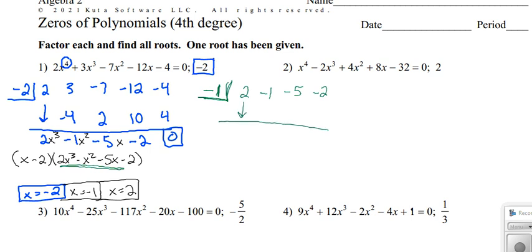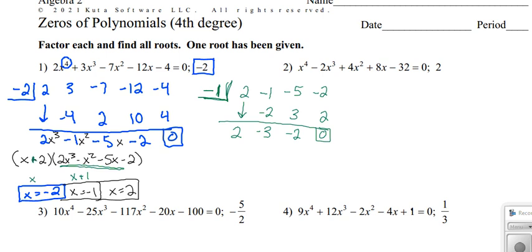I'm going to bring down that 2 here, straight down. Negative 1 times 2 is negative 2. Add the column. Negative 1 times negative 3 is 3. Add the column. Negative 1 times negative 2 is 2. Add the column. And again, I get a remainder of 0. Why? Because it divides evenly by negative 1. That is another factor for me. So, if x equals negative 1, then the factor is x plus 1.